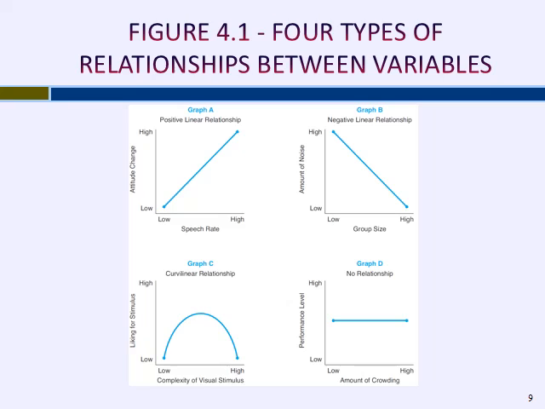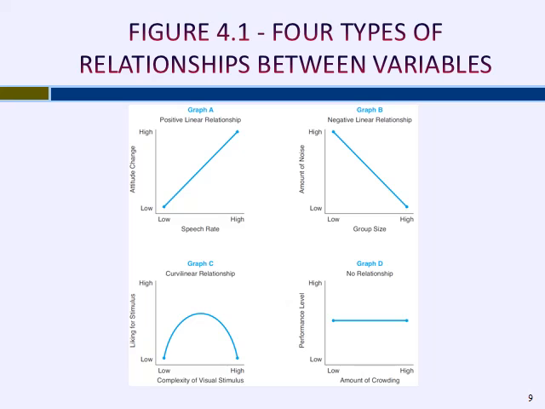Same holds for a negative linear relationship shown in graph B. Here we see that as group size increases, the amount of noise decreases. So the larger a group gets, the lower the amount of noise made by that group. So for whatever reason, small groups are really noisy, large groups aren't as noisy, is what this indicates. So this is a negative linear relationship, because for each unit increase in the size of the group, there is a given number of unit decrease in the amount of noise.